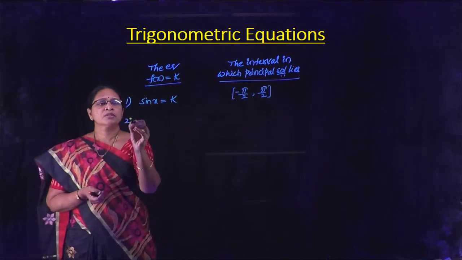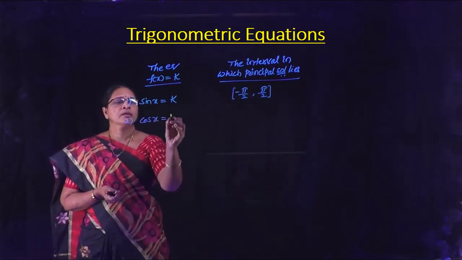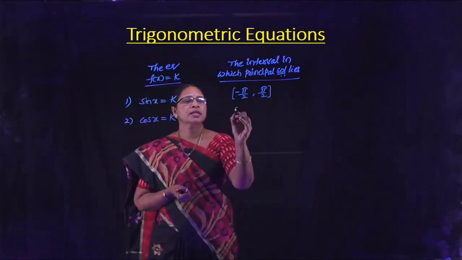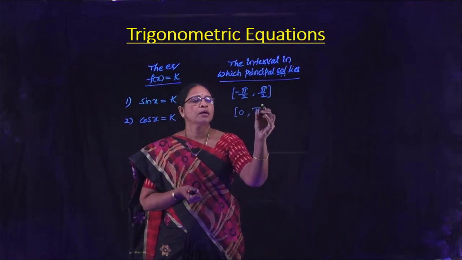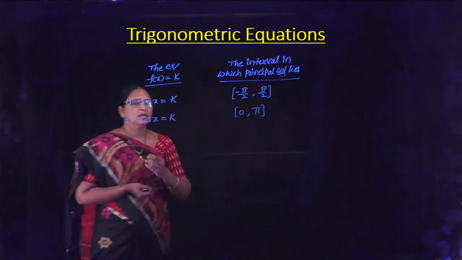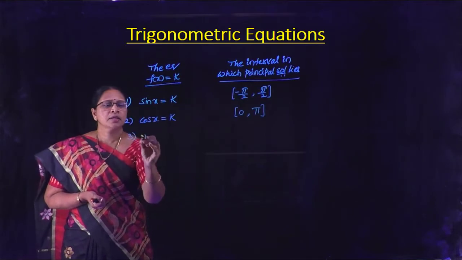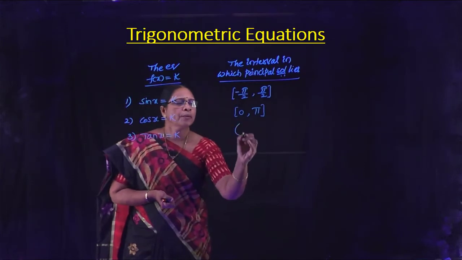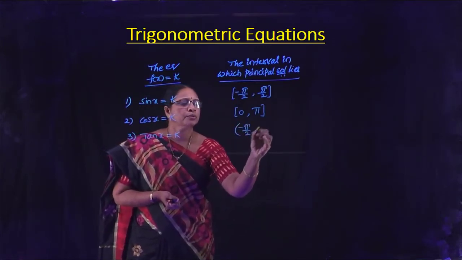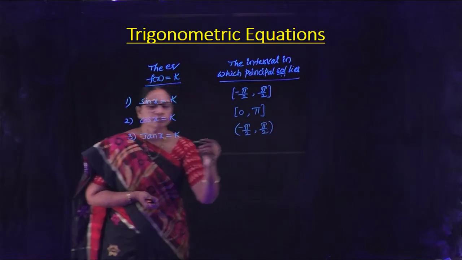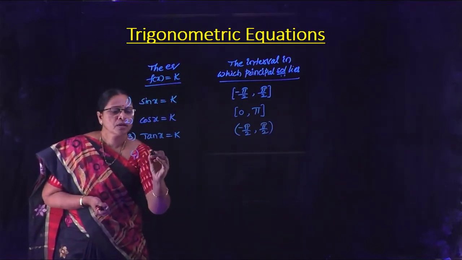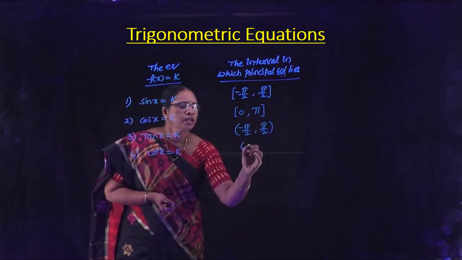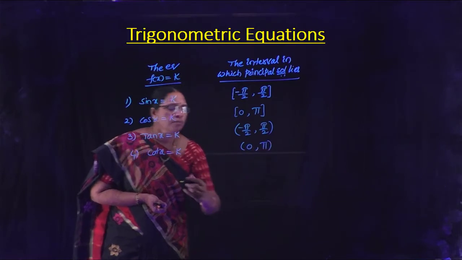Second one is cos x equal to k. The interval in which the principal solution lies is the closed interval 0 comma pi. Third one is tan x equal to k: open interval minus pi by 2 comma plus pi by 2. Fourth one, cot x equal to k: the interval is open interval 0 comma pi.